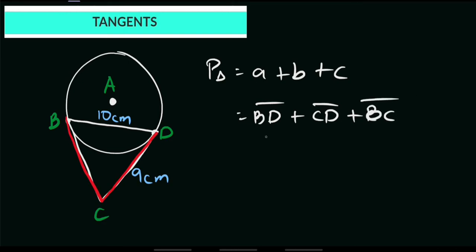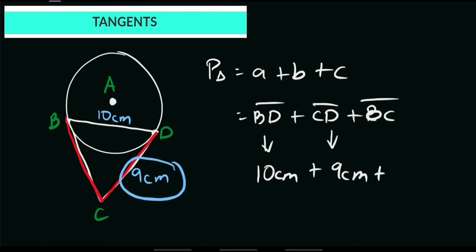According to our figure, BD is equal to 10 centimeters, plus CD, the value of CD is 9 centimeters, plus BC, which is unknown. Since according to our theorem, all of the segments linked by this external point are automatically congruent, if this part is 9 centimeters, automatically BC is also equal to 9 centimeters.